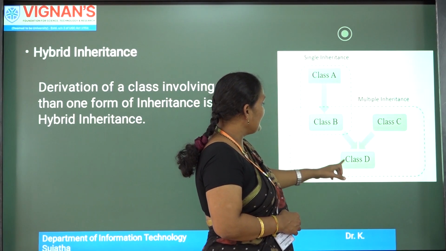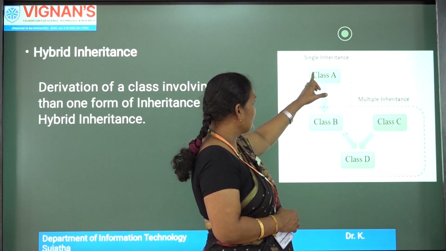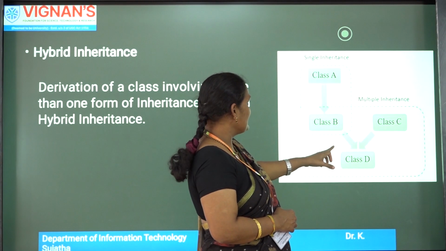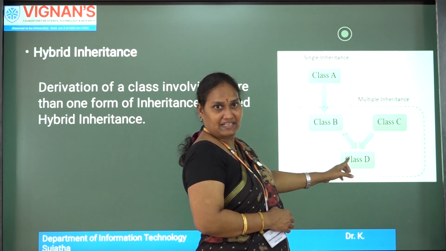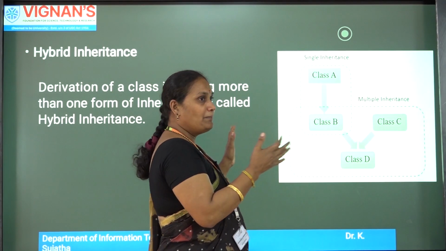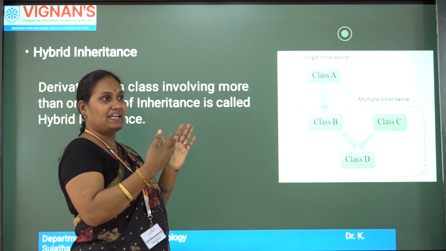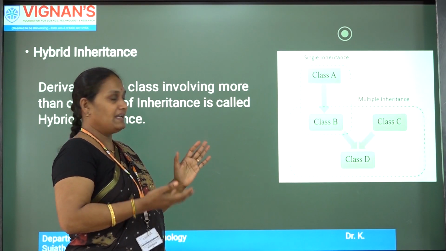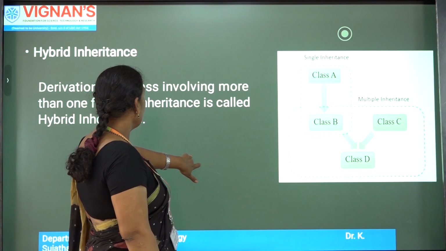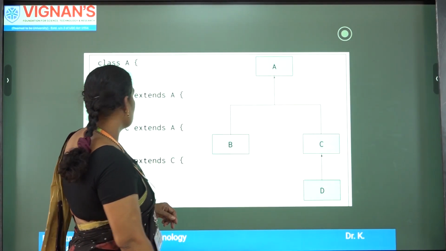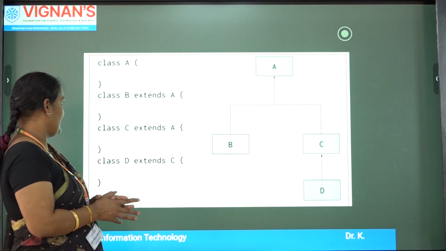Now if you see up to this one, if you see all these three classes, you can see that there is a multi-level inheritance, right? The combination of multiple types of inheritances is to be called hybrid inheritance. Now here you can see an example for this hybrid inheritance also.